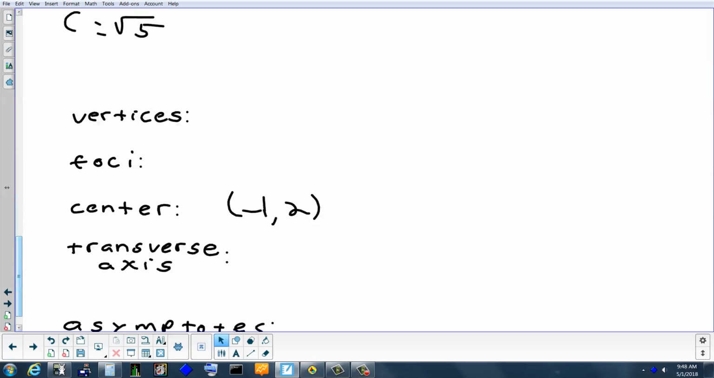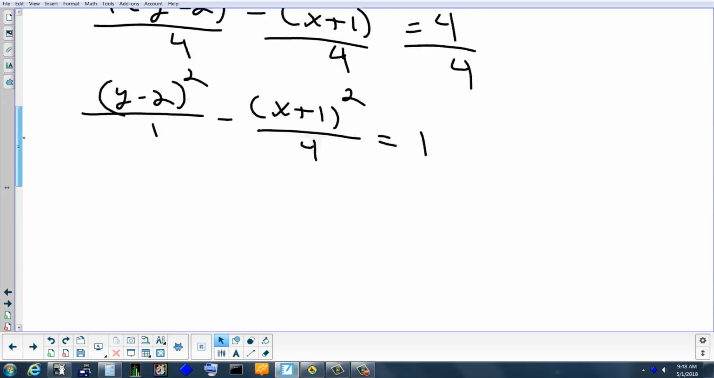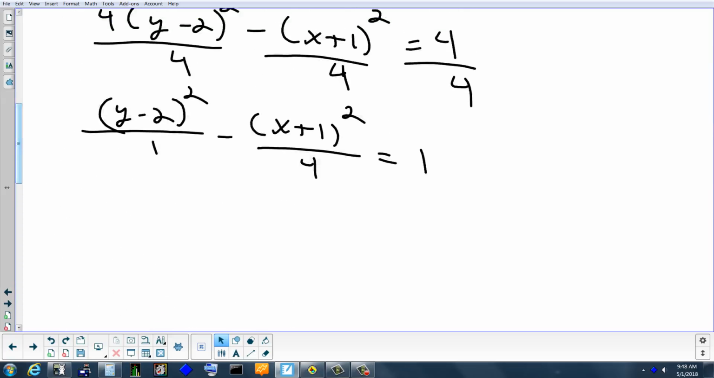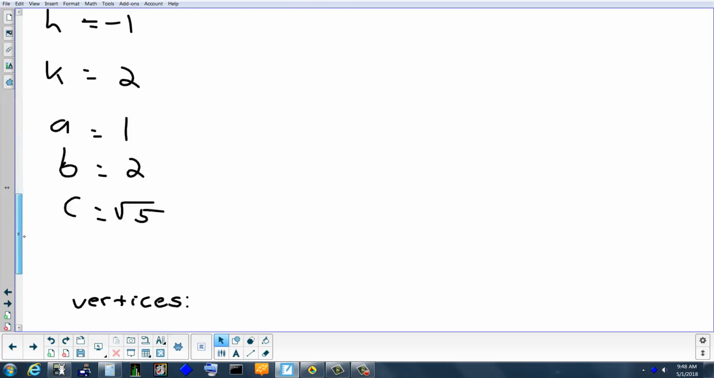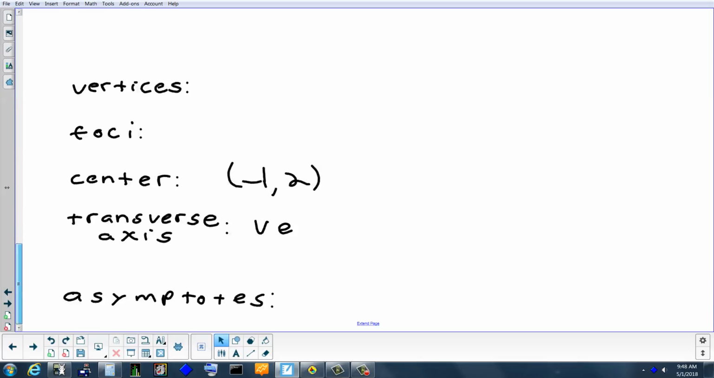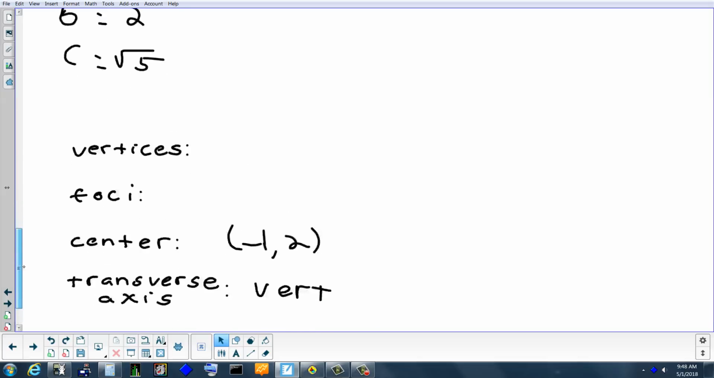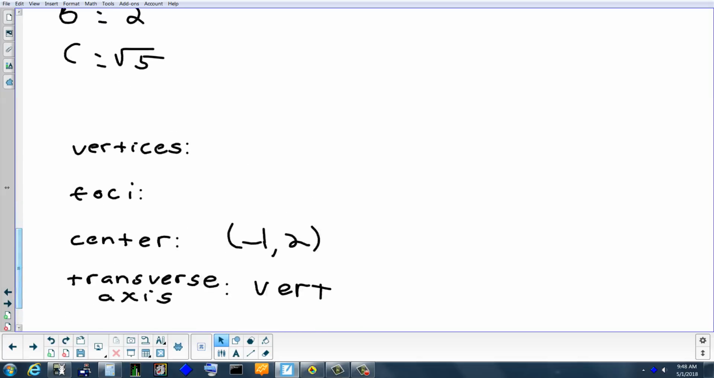So let's figure out the transverse axis. Which way does the transverse axis go? Vertical, because the y is positive. So now I know my vertices are 1 unit above and below the center. So I'm going to get 1 unit above, 1 unit below.